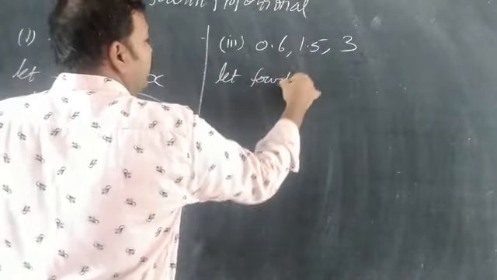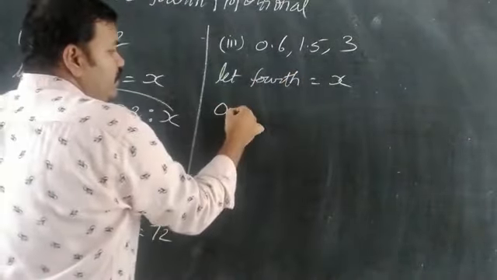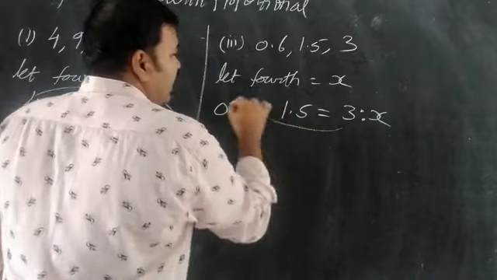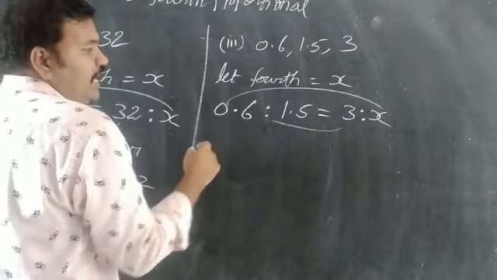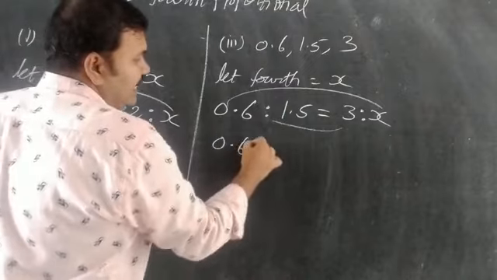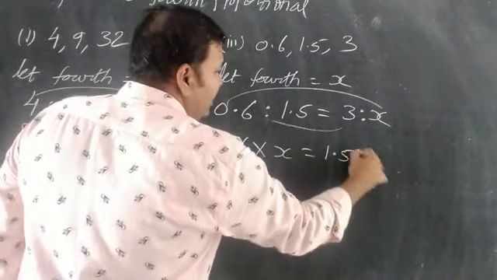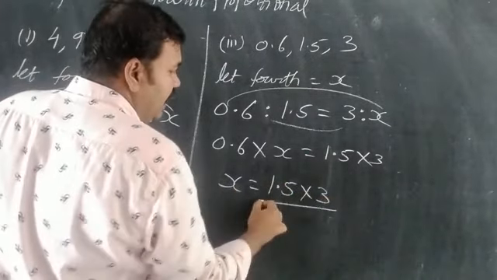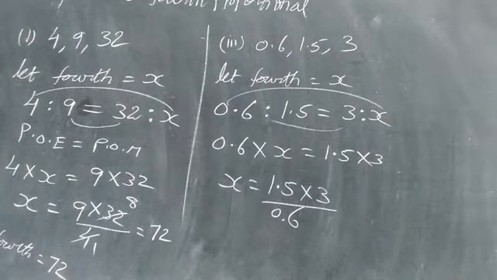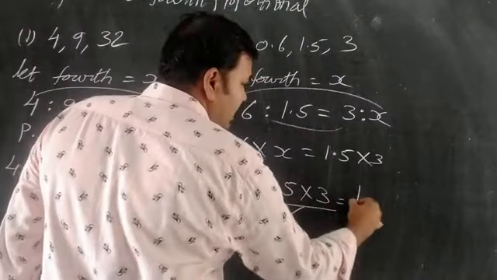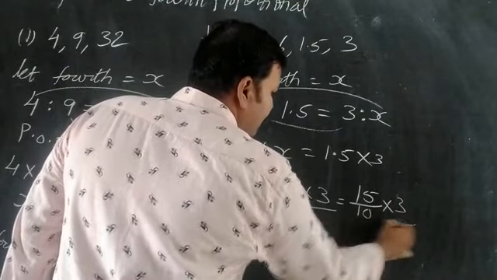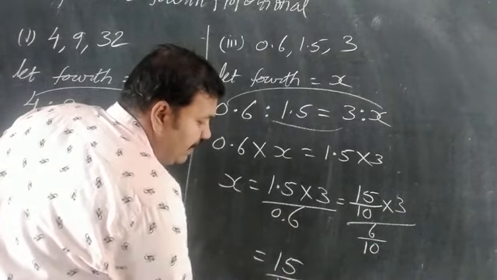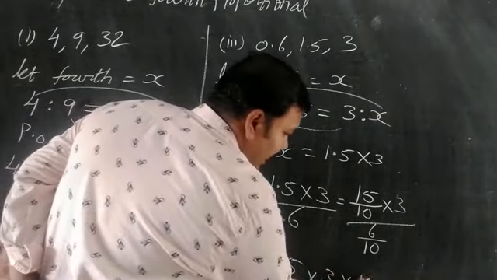Let the fourth proportion be x. Now writing this sum: 0.6 is to 1.5 is equal to 3 is to x. Using POE, POM: 0.6 into x is equal to 1.5 into 3. Now x is equal to 1.5 into 3 by 0.6. We want to change the decimal form, that is 15 by 10 into 3 by 6 by 10, which is equal to 15 by 10 into 3 into 10 by 6.